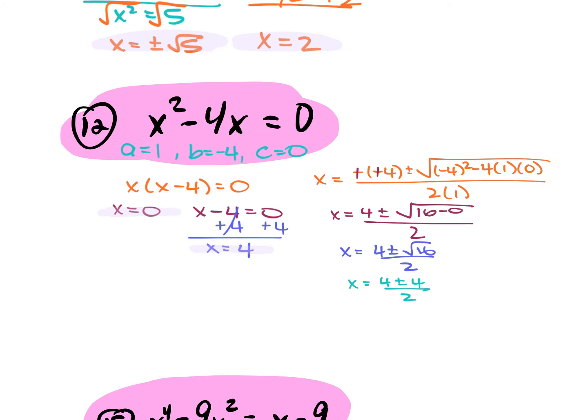Separate this into two things. You have x is equal to 4 minus 4 over 2, and x is equal to 4 plus 4 over 2. The 4 minus 4 is 0 over 2, which gives you x is 0. The 4 plus 4 is 8 over 2. So that's where your 4 comes from. So same answers, just a different way of doing it.